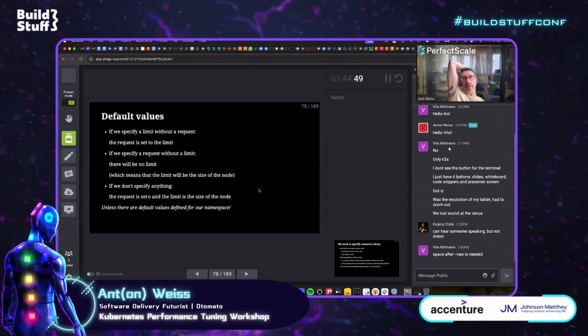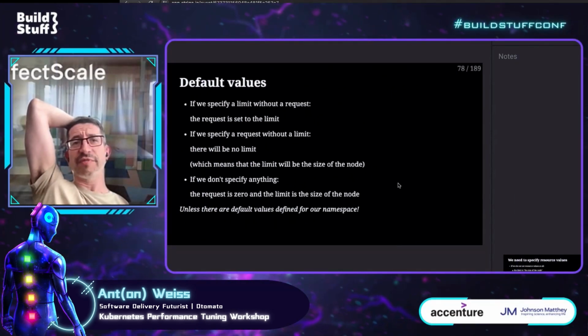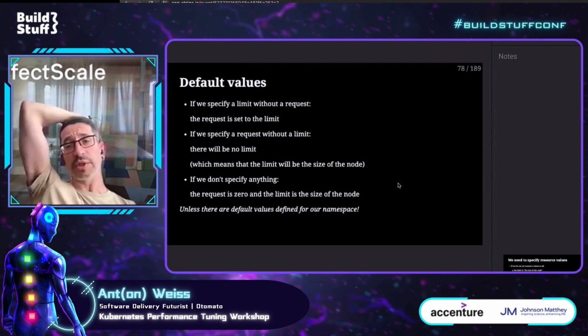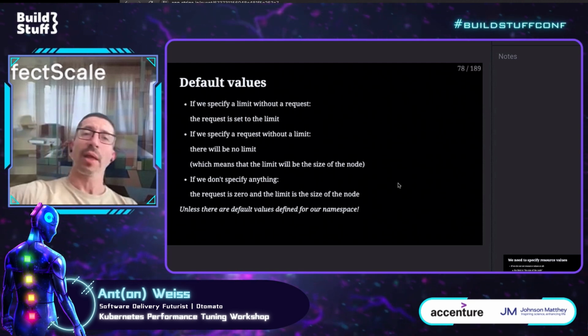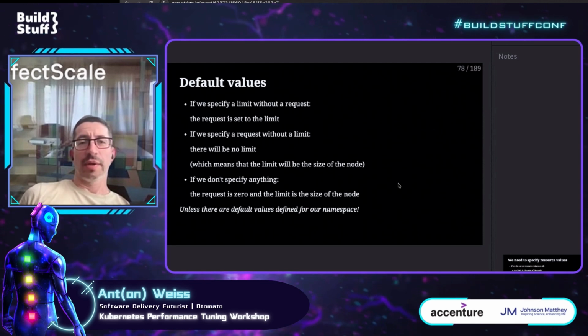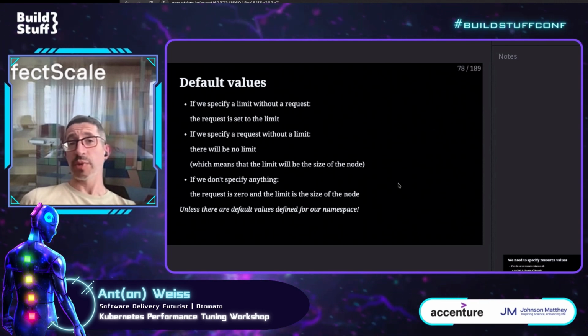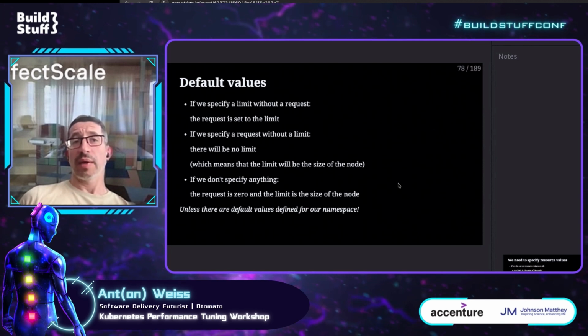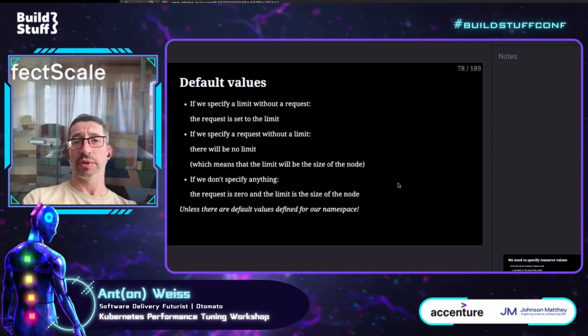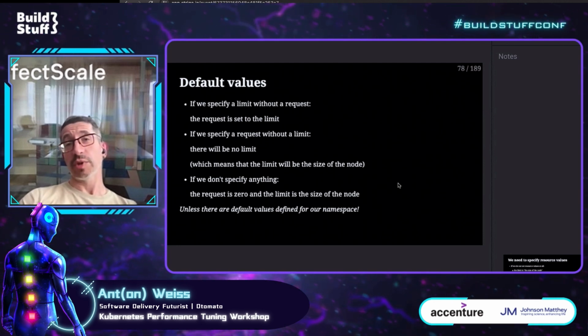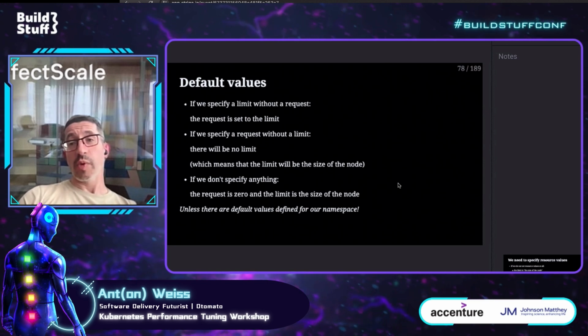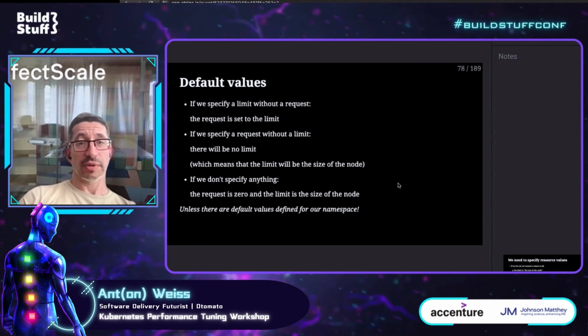Now, what if we don't define anything? Basically, if we don't specify a request, but only a limit, then the request will be set to the limit by the API. If we specify a request without a limit, then there will be no limit, which means that the limit will be the size of the node. And if we don't specify either request or limit, then the request is 0 and the limit is the size of the node, which is not something we usually want. So we want to set our own default values.